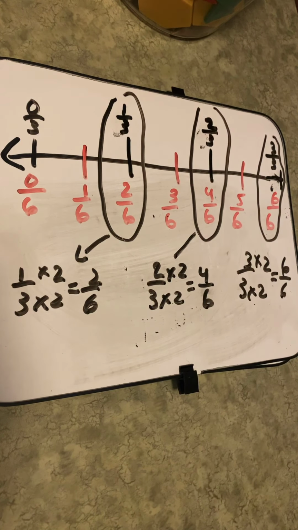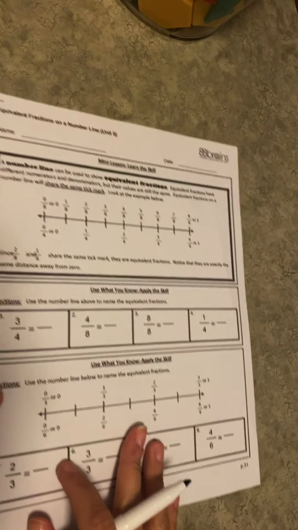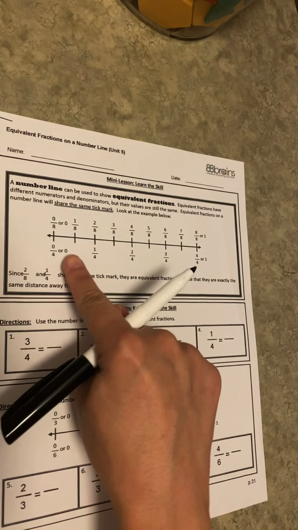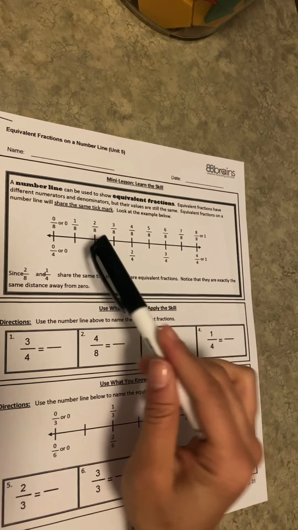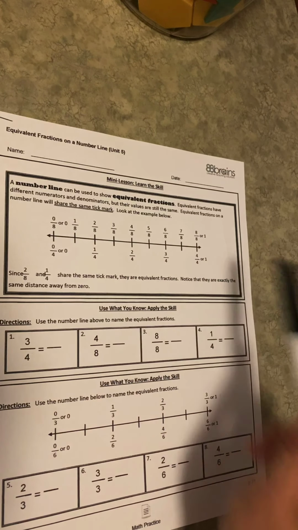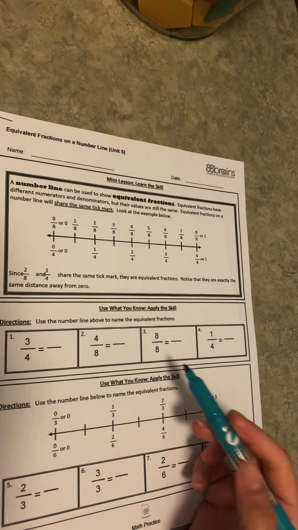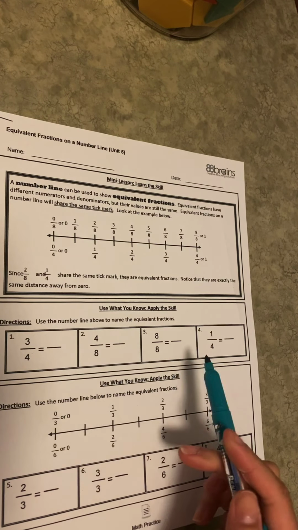Okay? Now, if you look at this sheet, this is what I just showed you right now. So here you have the number line that I showed you, the first one. So it was broken up into fourths first, and then it was broken up into halves, and you had 8 parts. So using this number line, we can name some equivalent fractions like we just did.